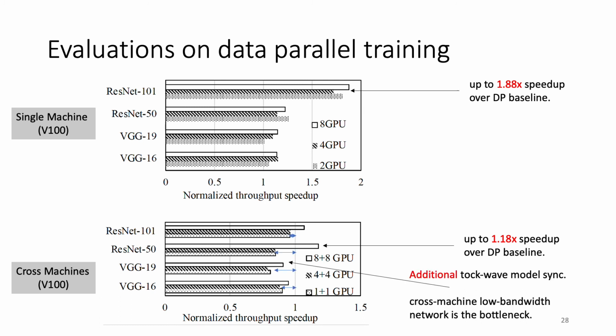Another thing worth mentioning is that in this cross-machine case, we actually perform slightly worse in several cases compared with the data parallel training baseline. It is because the cross-machine low-bandwidth network is the bottleneck. And in our Wavelet Tick-Tock scheduling, because we inject one additional tock-wave task, it also introduces extra communication overhead of model synchronization of the tock-wave tasks, thus making it worse compared with the data parallel training baseline.